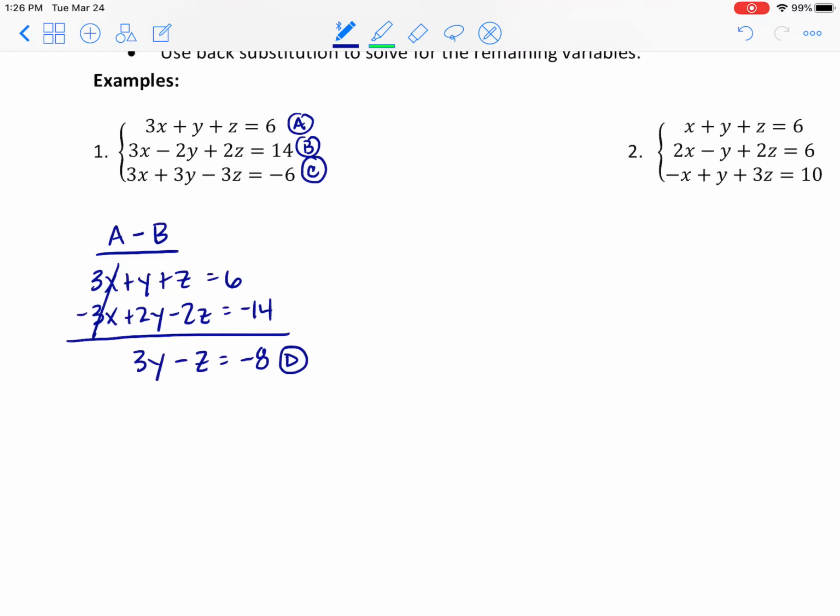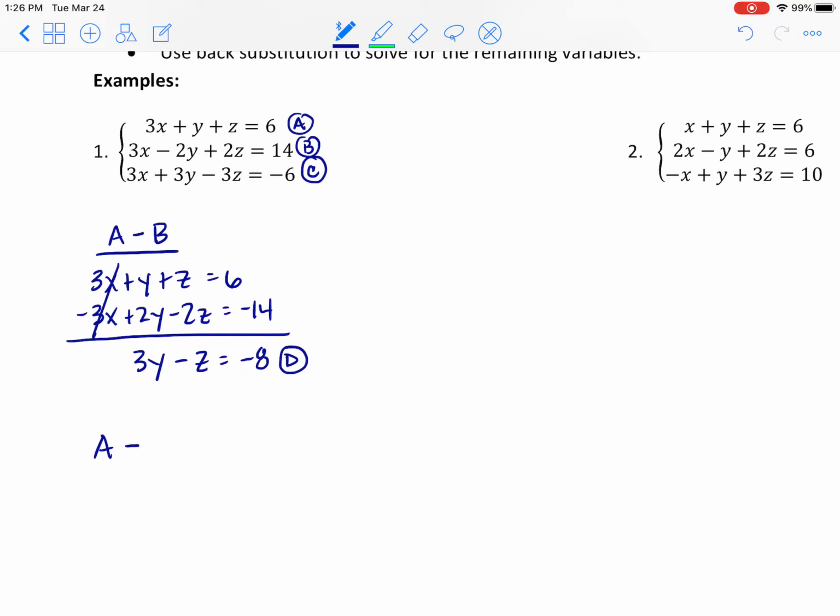So I chose two equations to eliminate x. Now I need to pick two different equations and eliminate the same variable. So I already used equations A and B. My options for the next step would be to use either A and C or B and C. And it really doesn't matter as long as it's not A and B again. So I'm just going to choose A and C, and I can use the same process where if I leave A unchanged and multiply C by a negative, the x's will cancel.